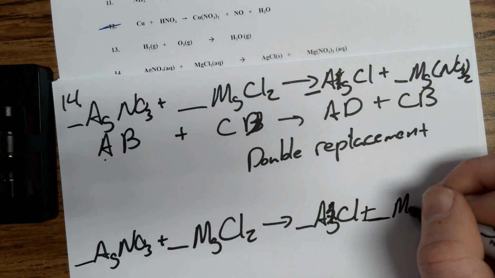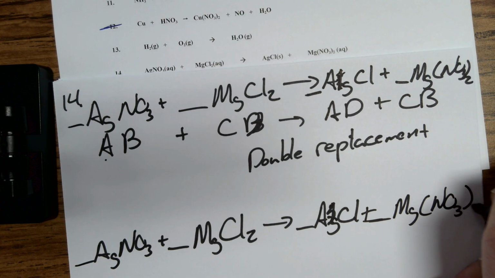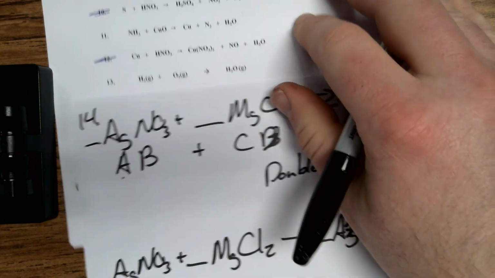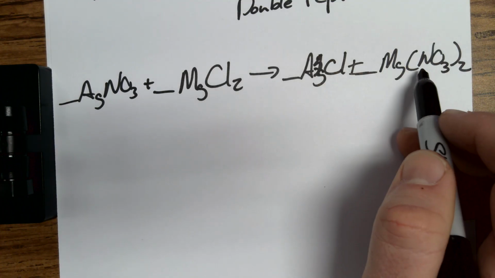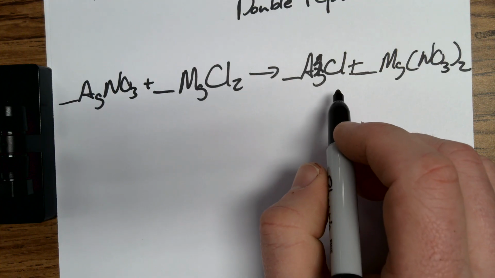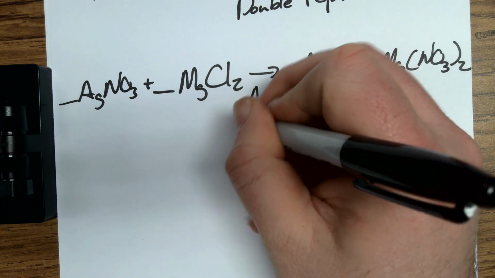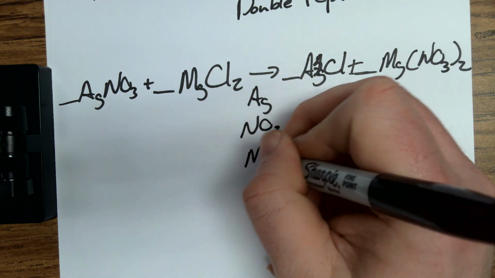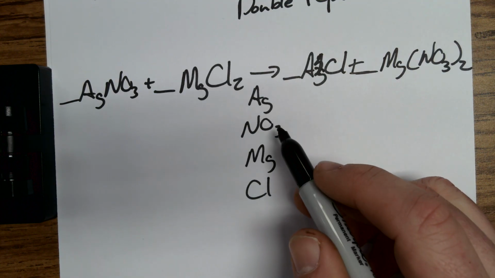So then plus magnesium nitrate. Okay. Because my nitrate stays together and my chlorine acts as its own, I could then draw the same thing as before. AgNO3, MgCl. Now, the one that changes the most that I start off with is my nitrate.